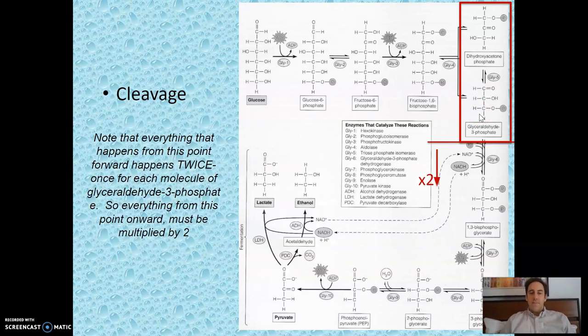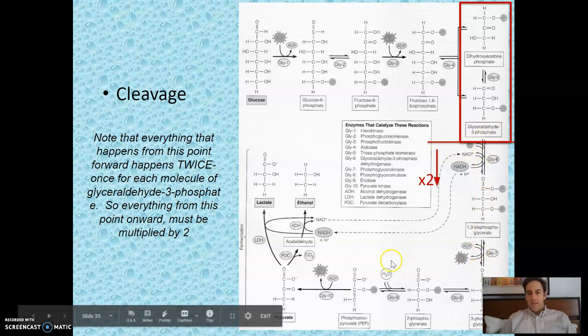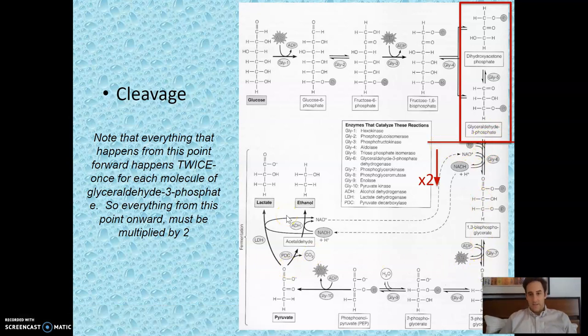What that means is that everything that happens from here on down is going to happen twice. And again, I would label your diagram with these little red markings. So everything here is going to happen twice because it's going to happen once for each of these 2 3-carbon molecules.